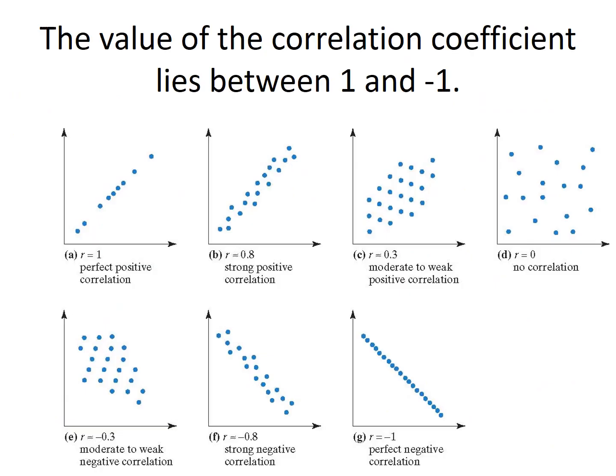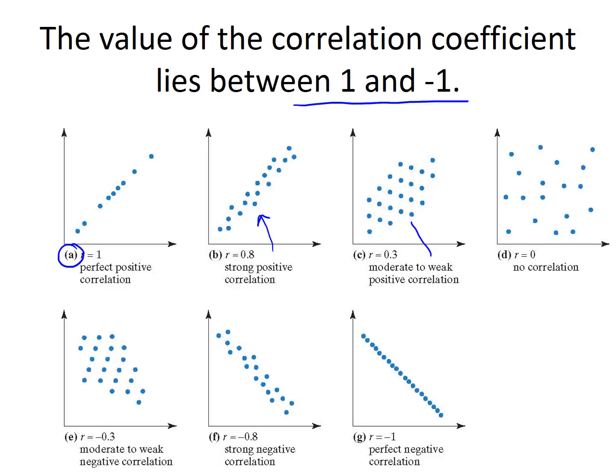So if there is a perfect positive correlation in this first graph, you can see that they fall in a perfect straight line pattern in the positive direction, then R is positive 1. Okay, so 1 is perfect, right? The correlation coefficient actually lies between 1 and negative 1. So 1 is a perfect positive correlation. 0.8 you can see is pretty close to 1, right?